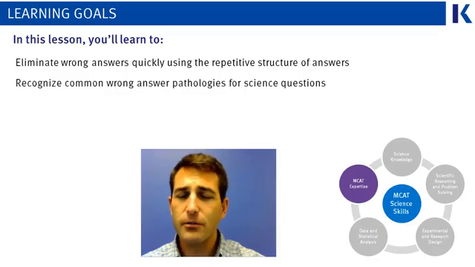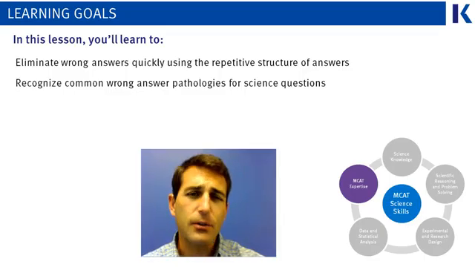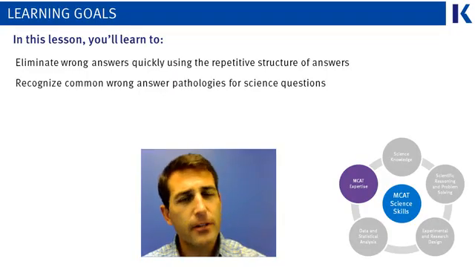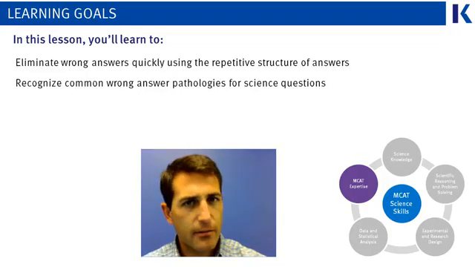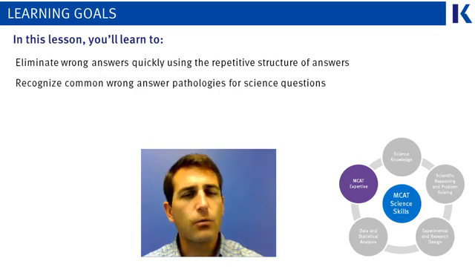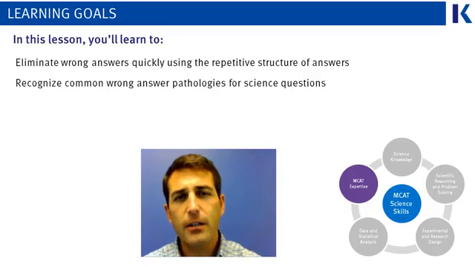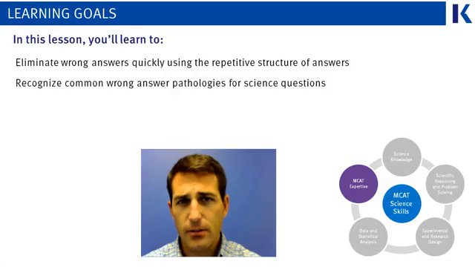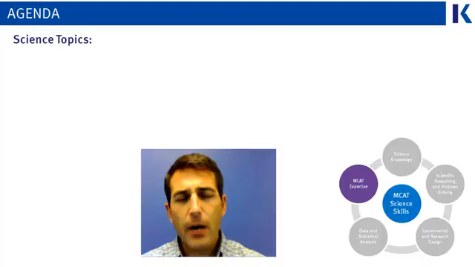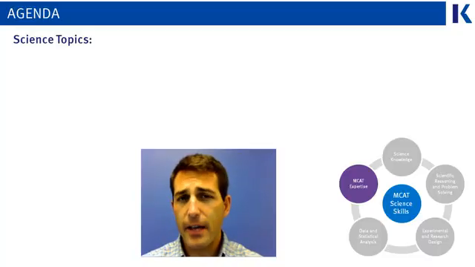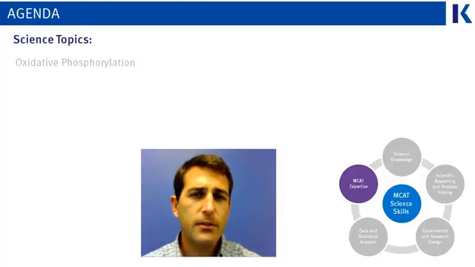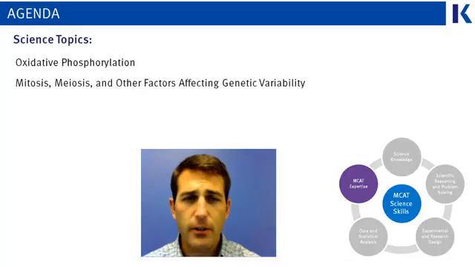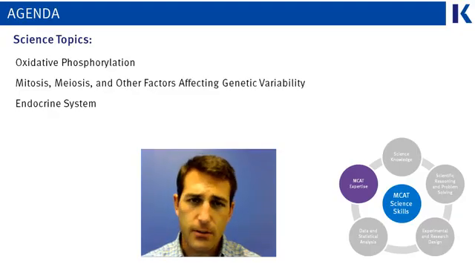The second learning goal revolves around the idea that while astute, the AAMC and the test writers they employ are not always the most creative when it comes to crafting wrong answers. So in the second half, we'll take a look at the wrong answer types as they manifest in the science sections. Our primary focus will be MCAT expertise, that fifth element that the MCAT tests. We'll be looking to hone this skill within the science concepts of oxidative phosphorylation, factors affecting genetic variability, and the endocrine system.